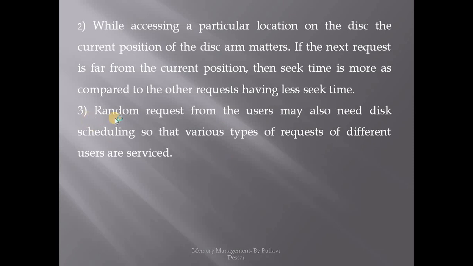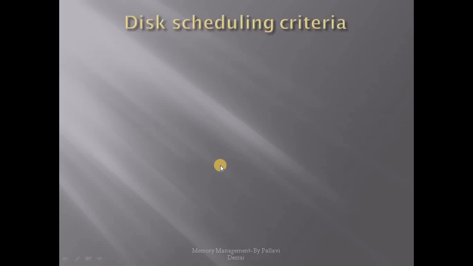The third reason is that random requests from the users may also need disk scheduling so that various types of requests of different users are serviced. So these are the main three reasons for disk scheduling. Next we are going to see the disk scheduling criteria.